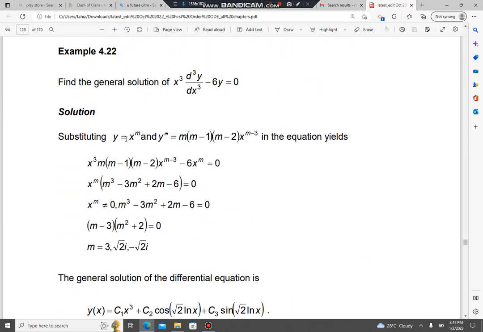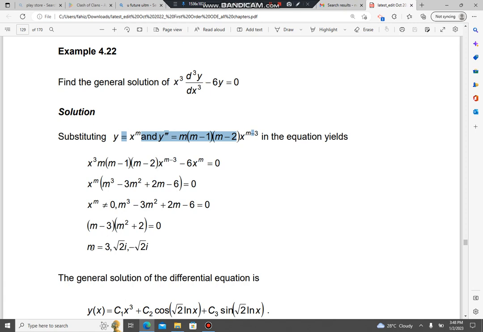Okay, so tempat y yang ni, tempat y ganti dengan x^m, and then tempat y triple prime ganti dengan m(m-1)(m-2)x^(m-3). So buat macam cara tadi, simplify, factorize, and then you will get the value of m. So this one, the value of m.